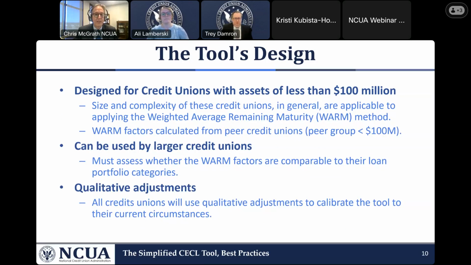Of course, credit union management should confirm that the CECL tool is appropriate for the size and complexity of their business. While the tool is designed for credit unions under 100 million in assets, larger credit unions can use the tool. For all credit unions, we ask that they make sure the WARM factors provided within the tool are comparable with their loan portfolios. We will get to that later in today's presentation. Next slide, please.